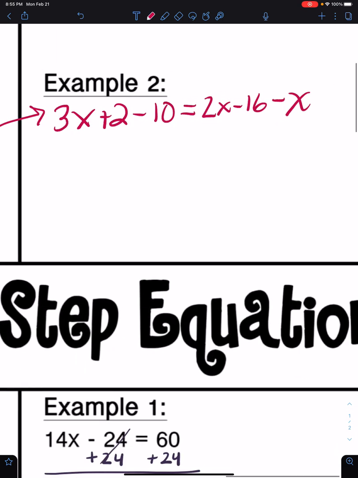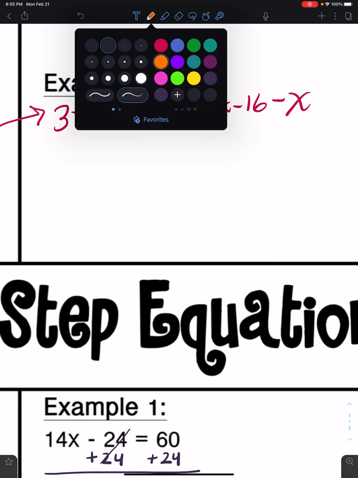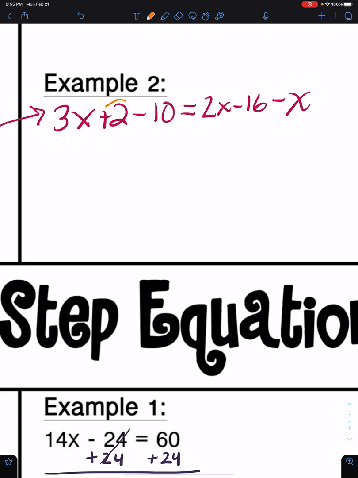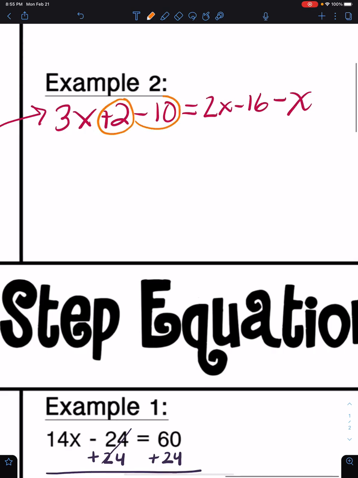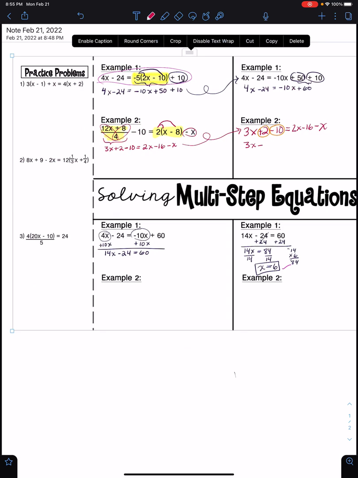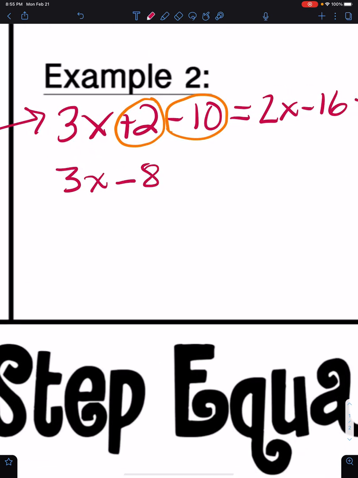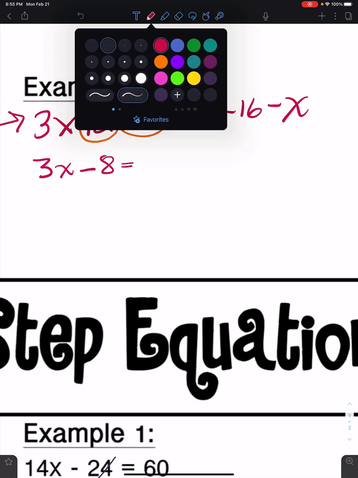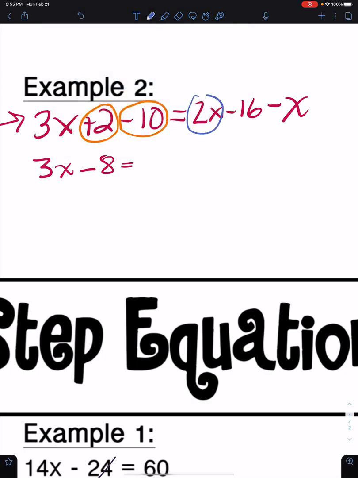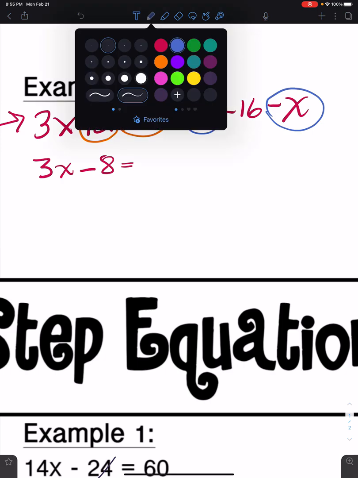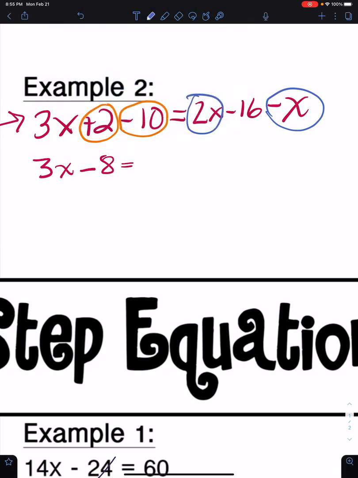All right, the next step is to combine like terms that are on the same side of the equal sign. So on the left, I have this 2 and this negative 10 that I'm going to combine. So the 3x does not have any like terms that are on the same side of the equal sign. And then 2 minus 10 is negative 8 because we have 2 positives and 10 negatives, so we have 8 more negatives than positives. And then on the right side of the equation, I have some like terms, a 2x and a negative x. And so 2x minus x is just 1x.